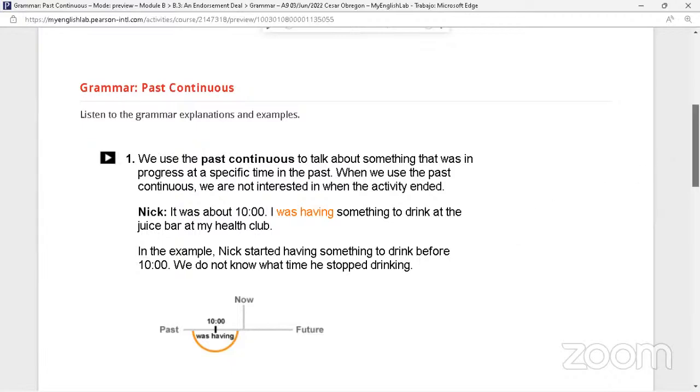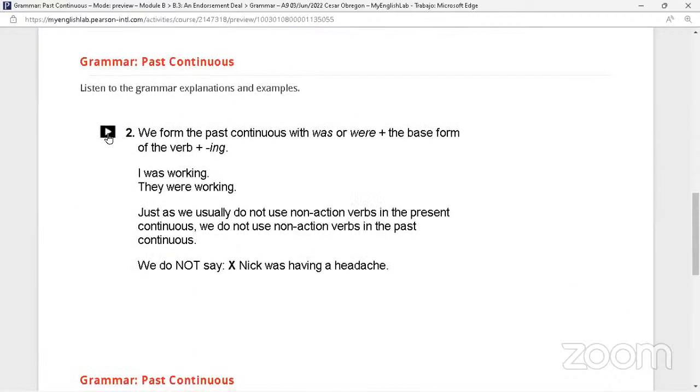Number 2. We form the past continuous with was or were plus the base form of the verb plus ing. I was working. They were working. Just as we usually do not use non-action verbs in the present continuous, we do not use non-action verbs in the past continuous.